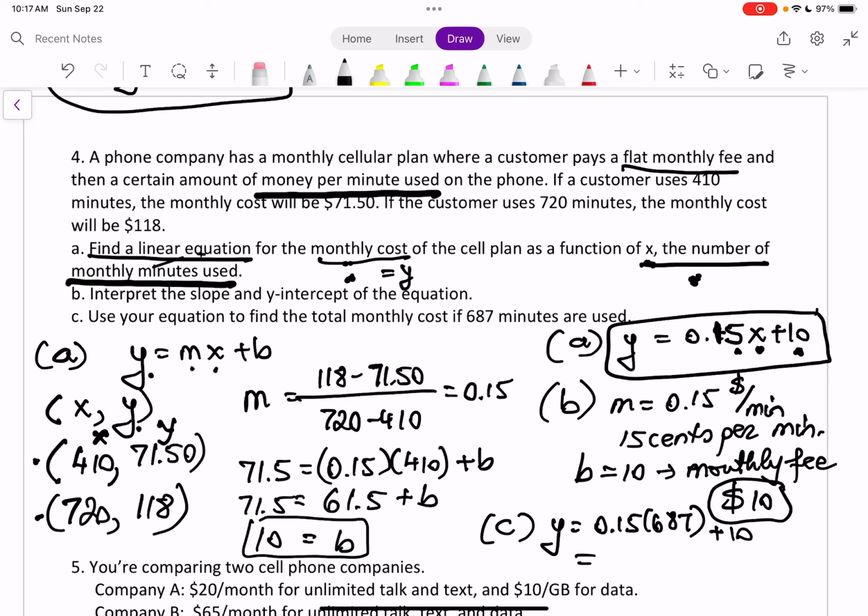Okay, so put this in your calculator at a rate of 0.15 dollars per minute times 687 minutes plus the flat fee of $10 no matter what is going to make it a bill of $113.05.